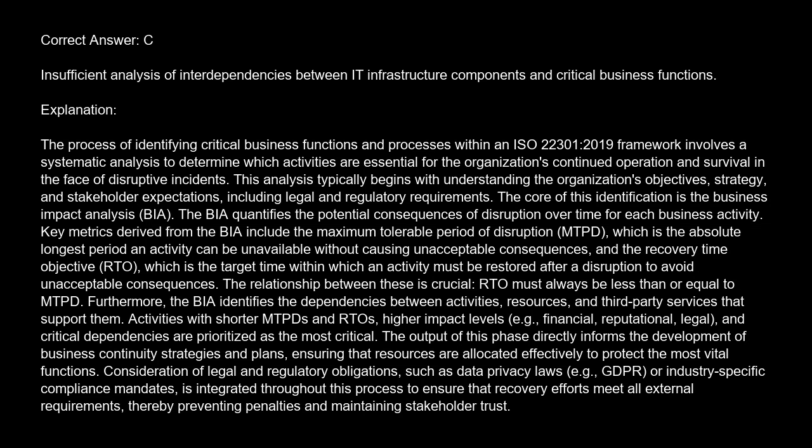Correct answer is C. Insufficient analysis of interdependencies between IT infrastructure components and critical business functions. Explanation: the process of identifying critical business functions and processes within an ISO 22301-2019 framework involves a systematic analysis to determine which activities are essential for the organization's continued operation and survival in the face of disruptive incidents. This analysis typically begins with understanding the organization's objectives, strategy, and stakeholder expectations, including legal and regulatory requirements.